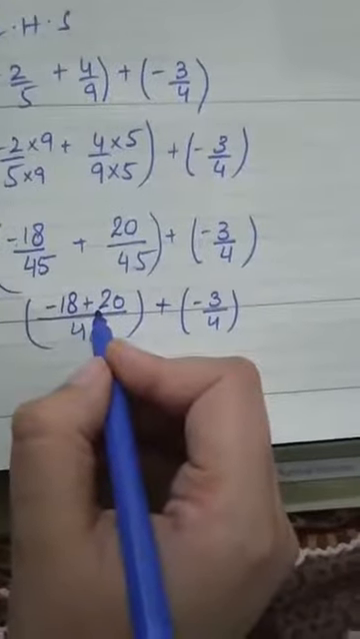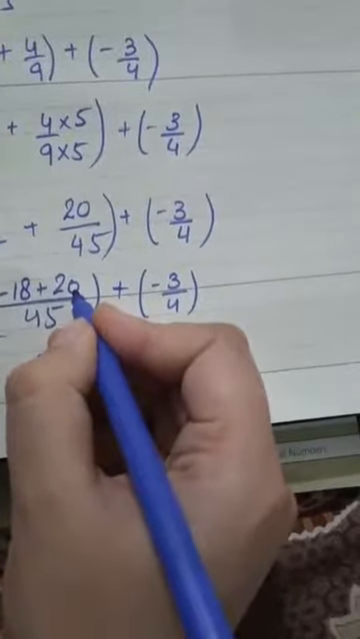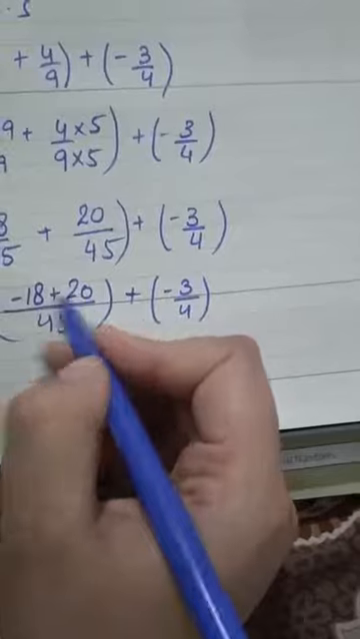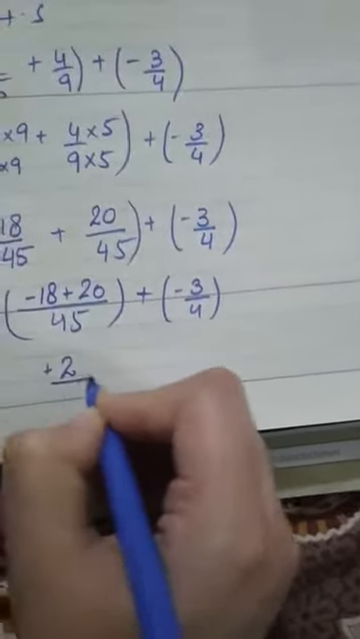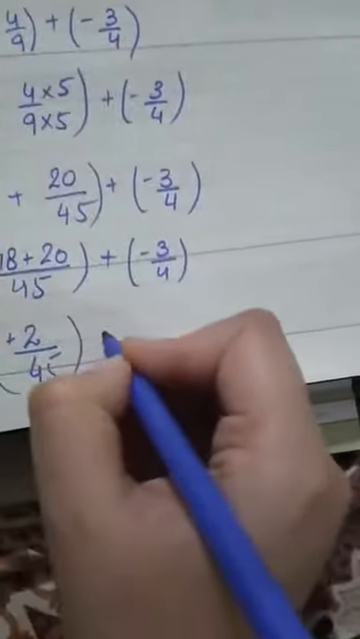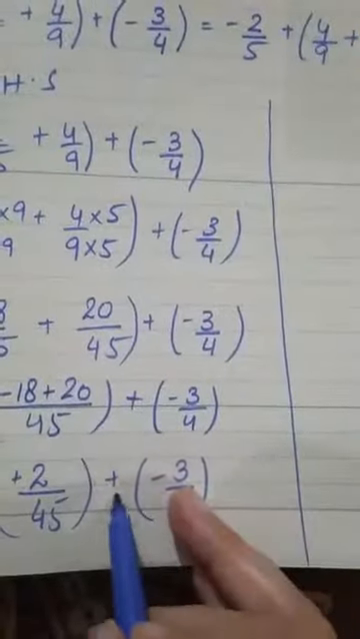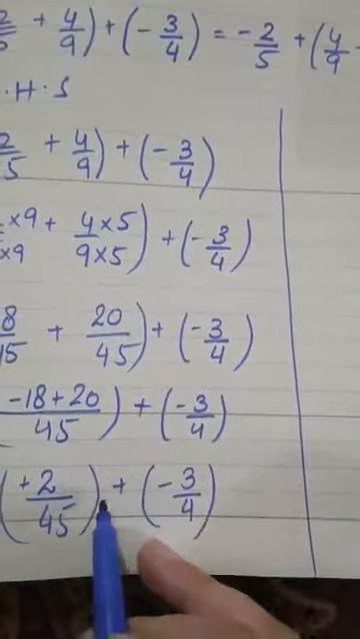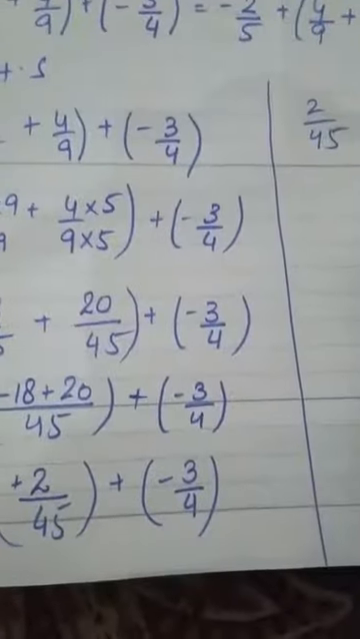Plus minus minus minus 2. But the sign with the answer will come of the biggest value, as 20 is greater than 18. So the sign with 20 is plus. So the sign with the answer is plus. Now plus minus, according to rule of multiplication, the signs are going to be multiplied. Plus minus minus. 2 by 45 minus 3 by 4.